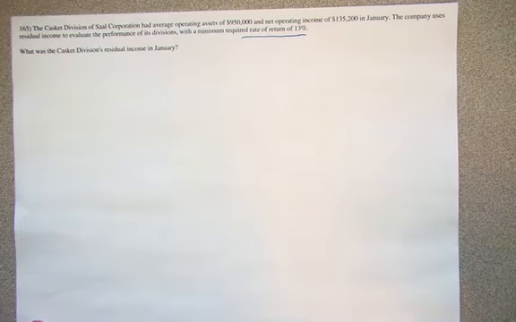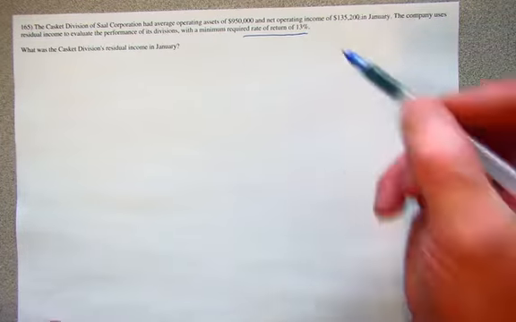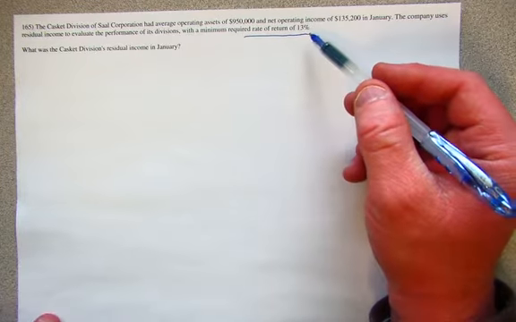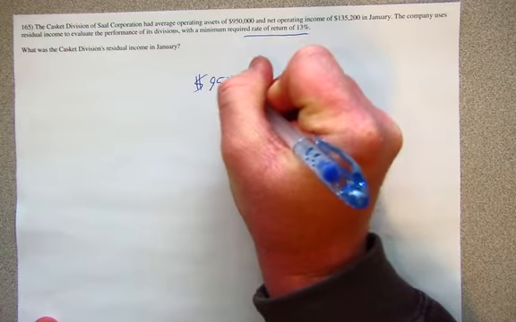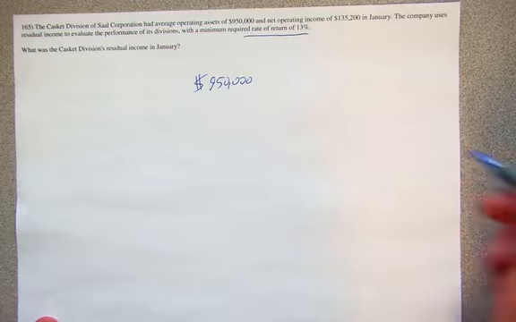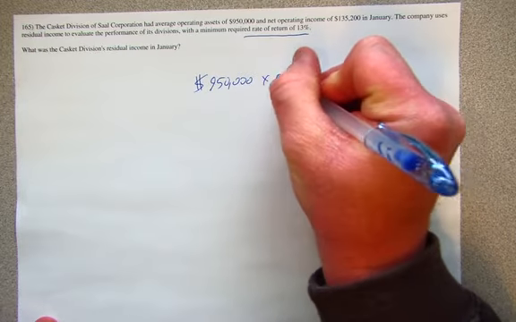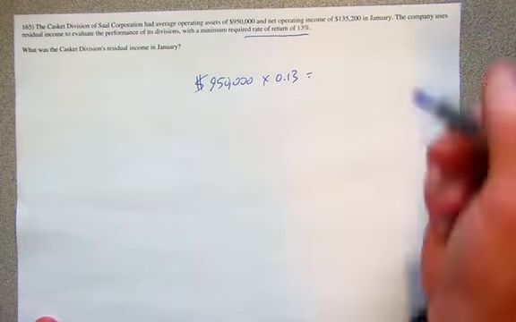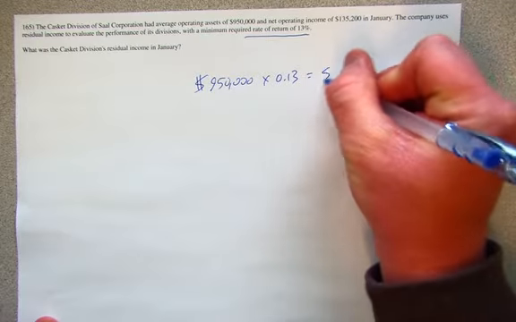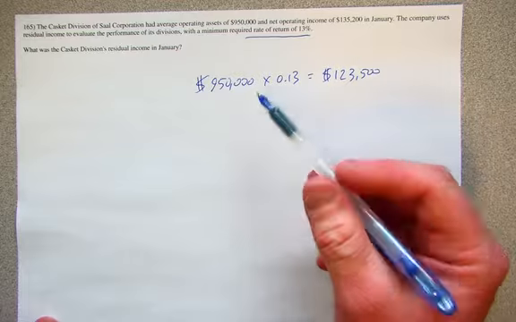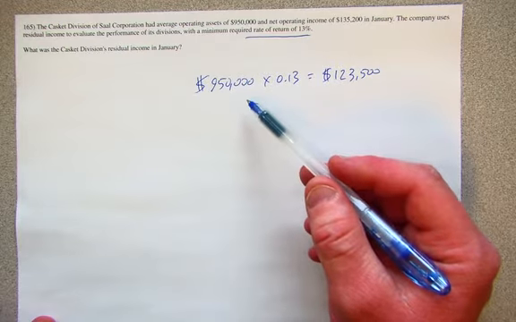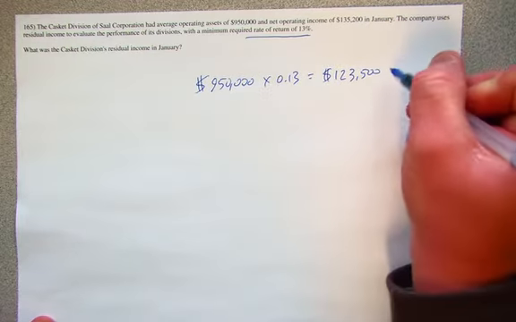That is basically them setting the benchmark, saying that in order for an investment or for a project to be acceptable, it needs to give us at least a 13% rate of return. So what we're going to do is take this $950,000 of operating assets and multiply that by the minimum required rate of return.